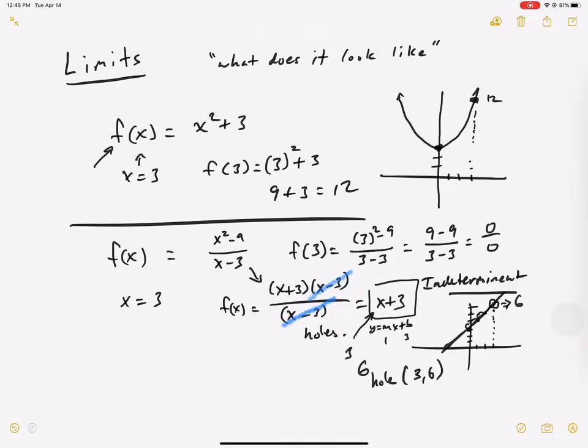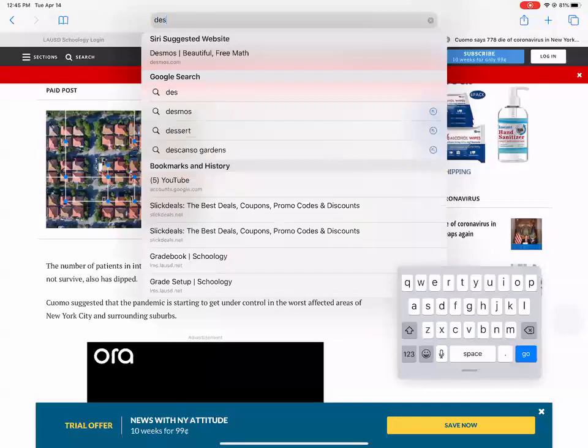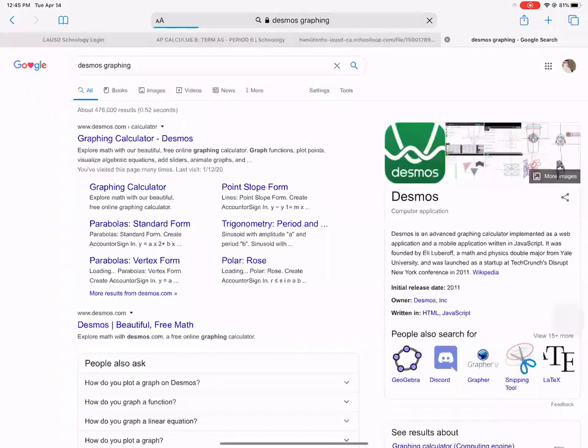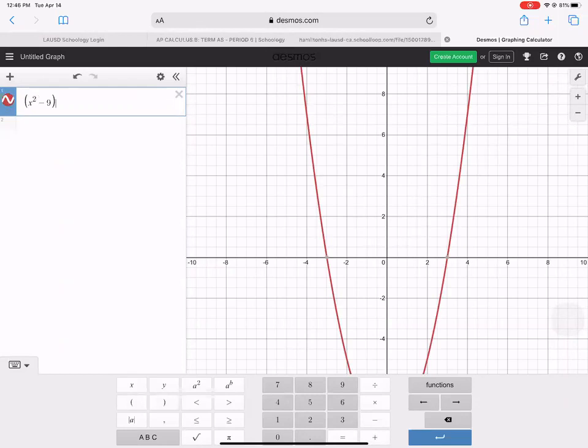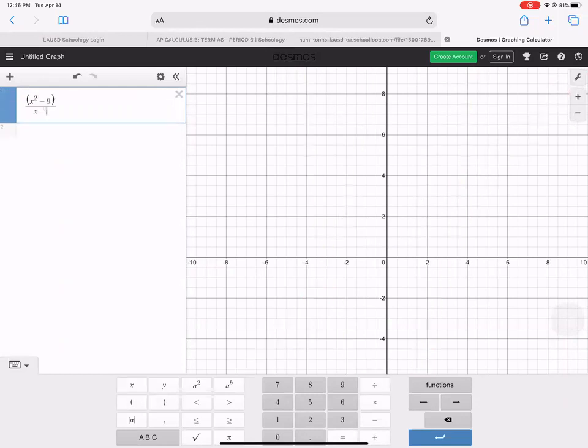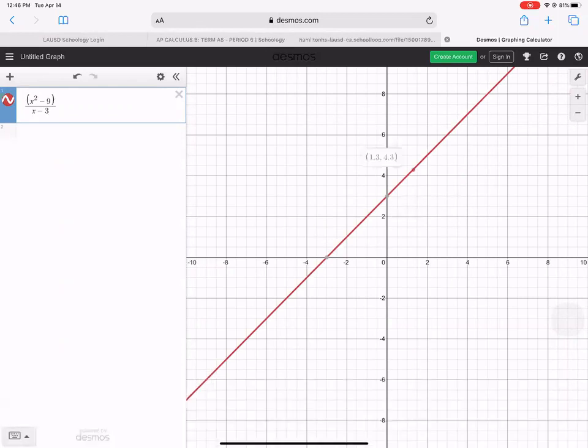So I want to show you guys something. And we've done this before. Let's go to Desmos real quick. I'm going to go ahead and graph this: x squared minus 9 divided by x minus 3. And we end up with a line. Our crazy equation, x squared minus 9 divided by x minus 3, looks like a line. Okay, great. It looks like a line.